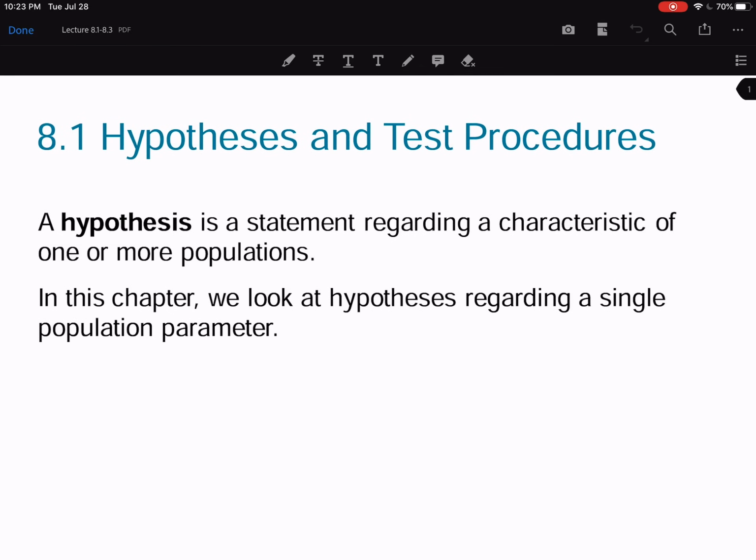Let me pull out the marker. So it says a hypothesis is a statement regarding a characteristic of one or more populations. In this chapter, we'll look at hypotheses regarding a single population parameter. So basically, when we're talking about the statement regarding characteristic, we're talking about the parameter here. As we did in chapter 7, we learned how to estimate the population mean and population proportion. And in chapter 8, we're going to learn how to do the hypothesis testing for the population mean and population proportion. So the characteristic over here means the parameter.